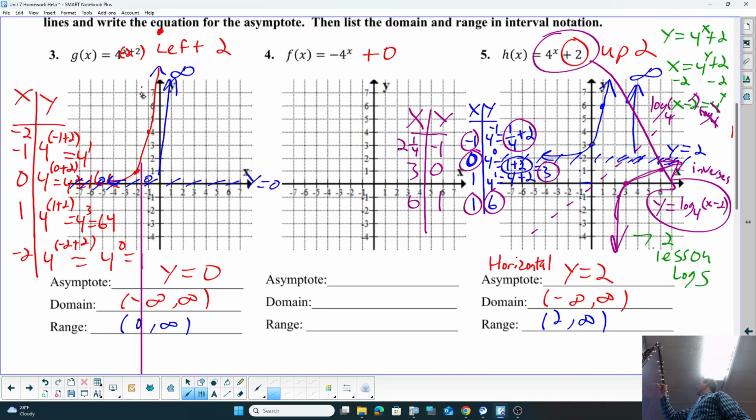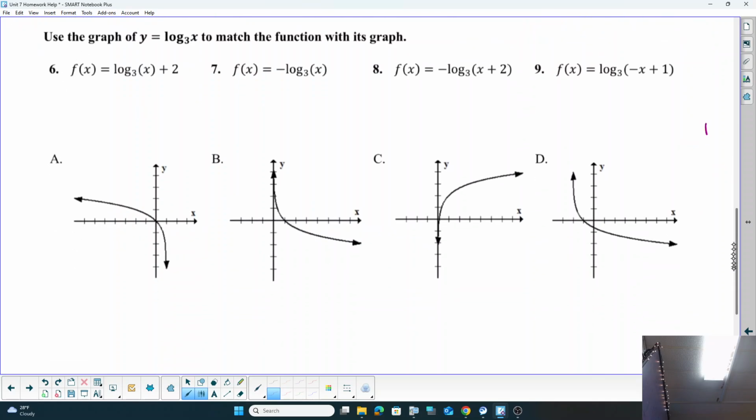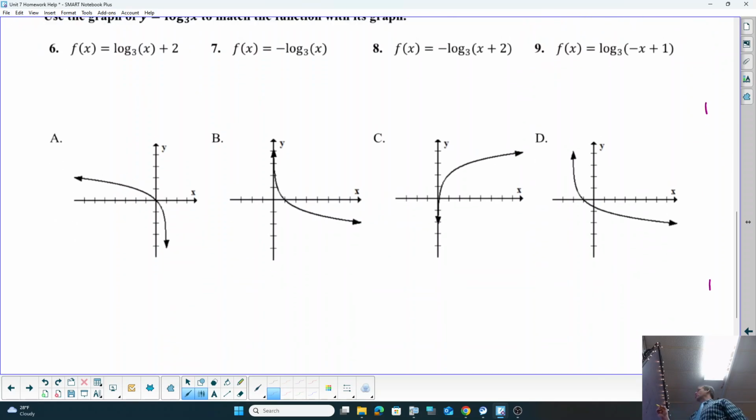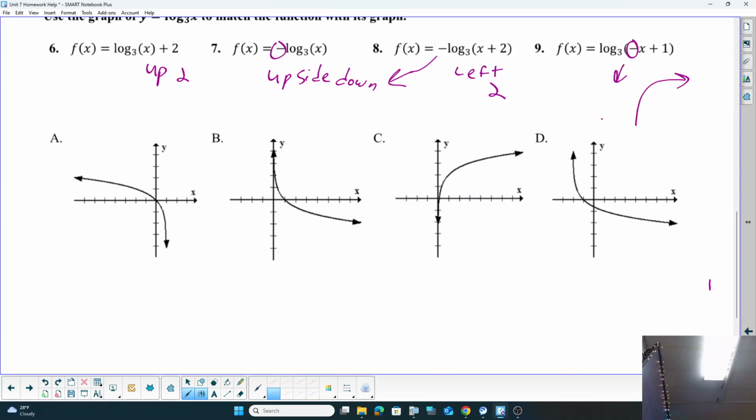Okay, so this is a shift up 2. This is upside down, and instead of right 2, it's actually left 2. So this one's left 2 as well as upside down. And then this one, instead of going up and to the right, this negative there means it's actually going to go up and to the left.